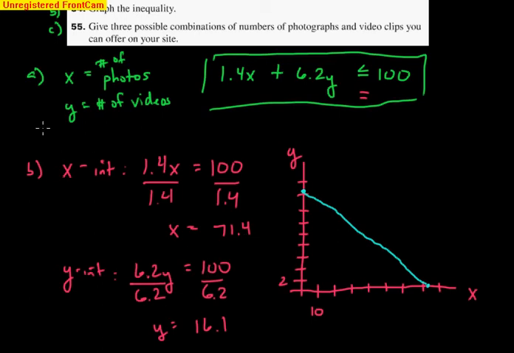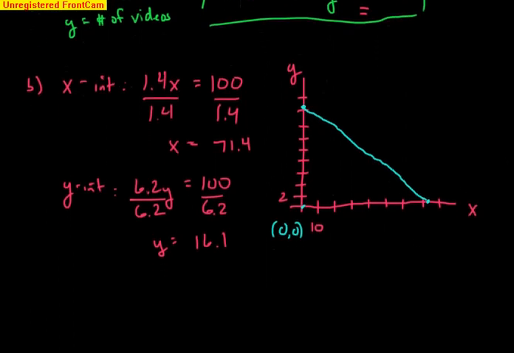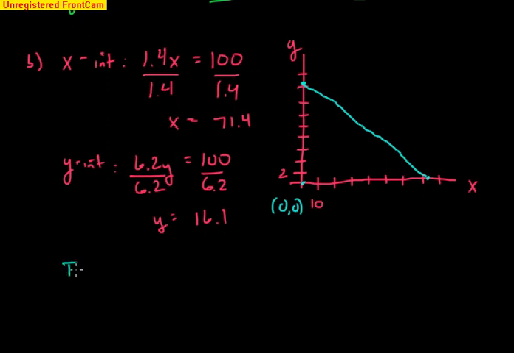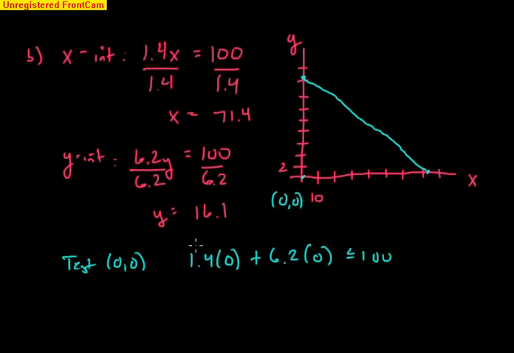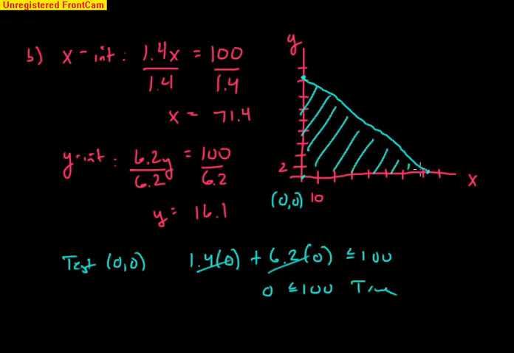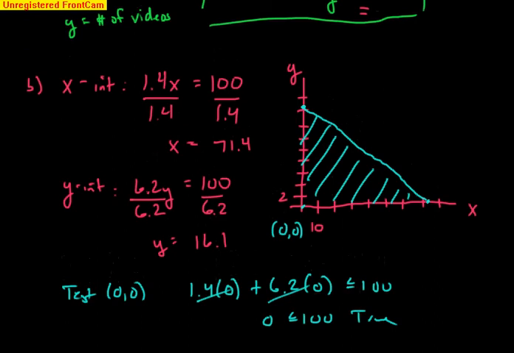And now we need to talk about the shading. So let's test a point. And the favorite point to test is 0, 0. So if I test 0, 0, this is going to be 1.4 times 0 plus 6.2 times 0. Is that less than or equal to 100? The zeros make everything disappear. 0 is less than or equal to 100. This is true. So I shade towards 0, 0. And there's my solution space. Right there.